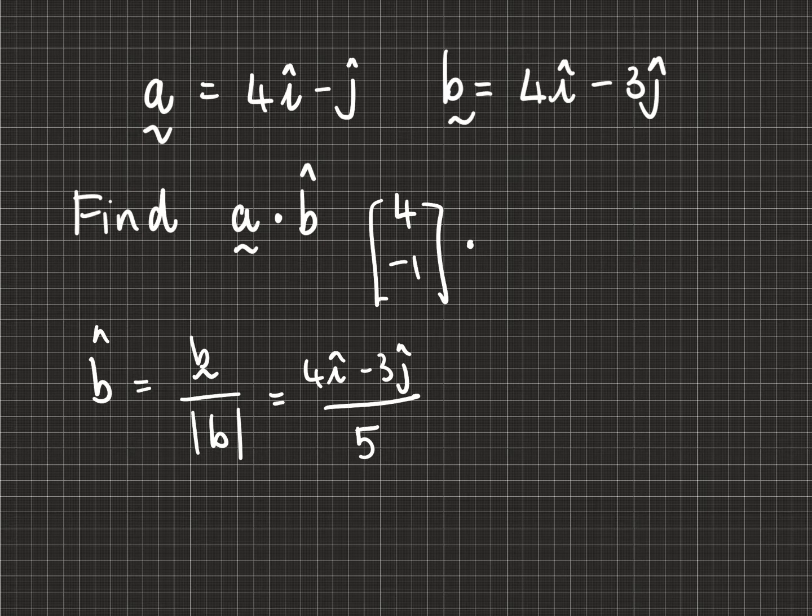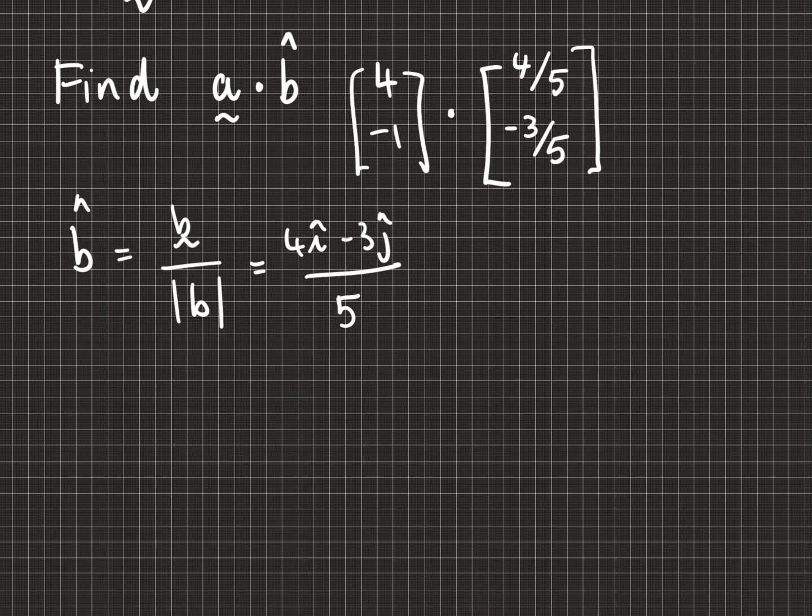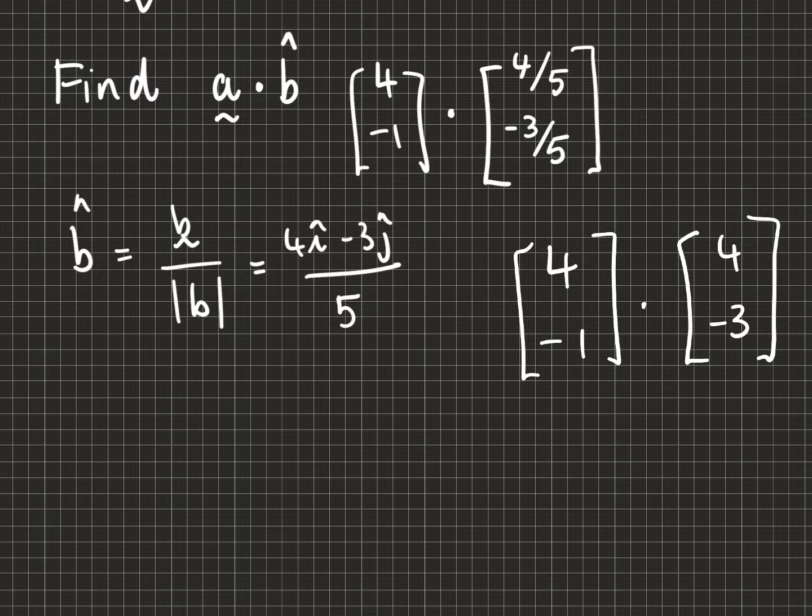So it's going to be A dot B hat. I could write that as 4 over 5, negative 3 over 5. I could do it like that, but there is another way that may be a bit more simple. I could do 4, negative 1, that's vector A, dot, then I could just do this one here like that, and then I could put over here 1/5 of that.